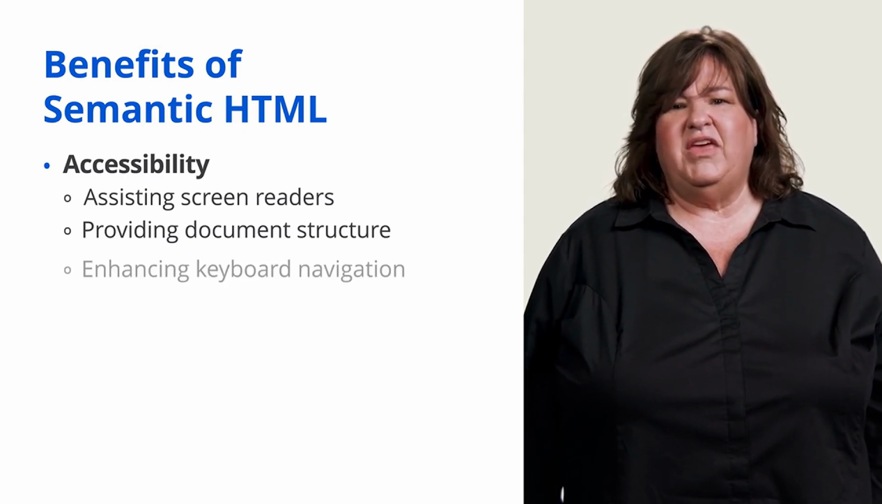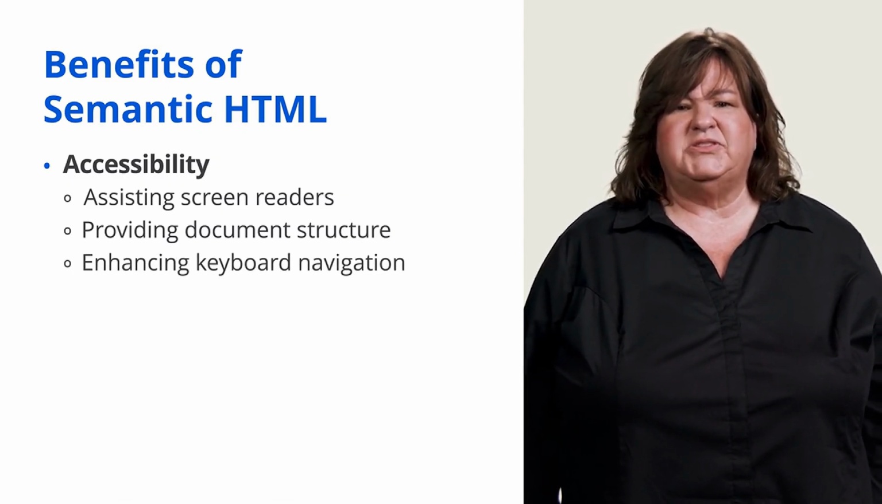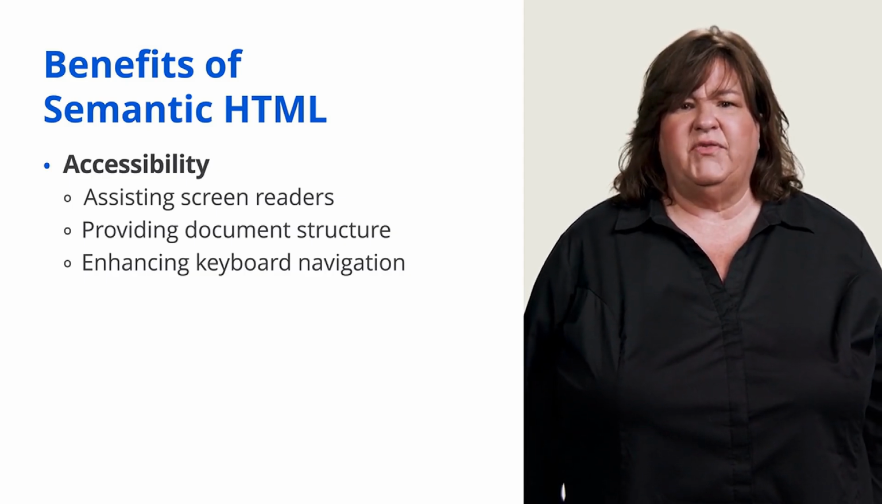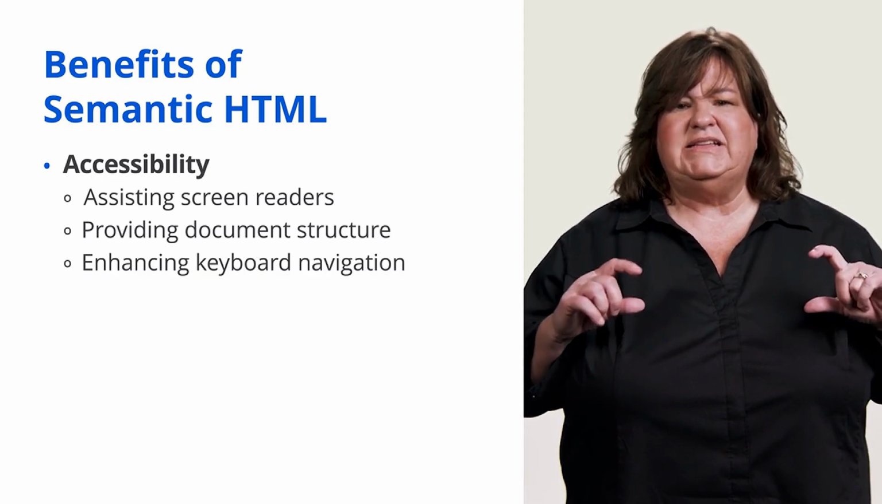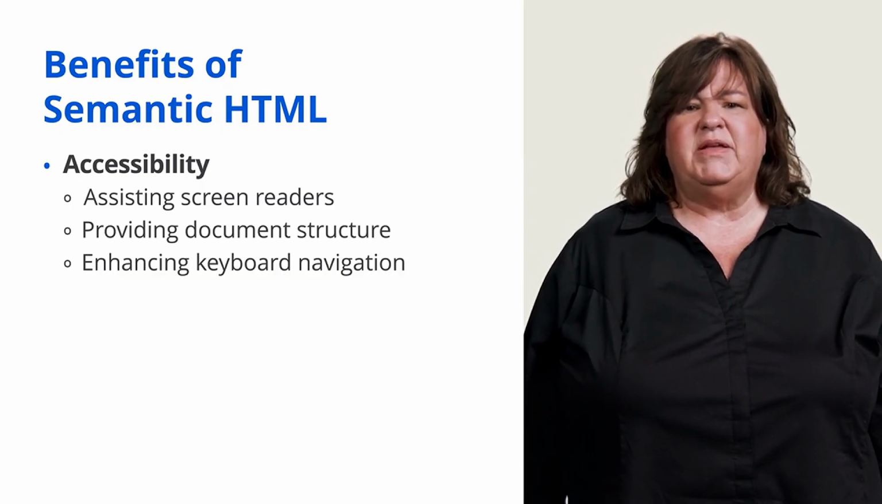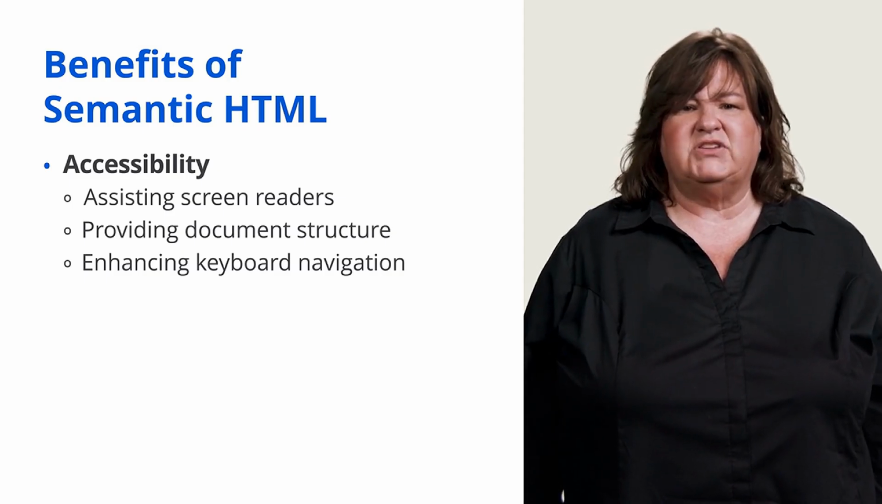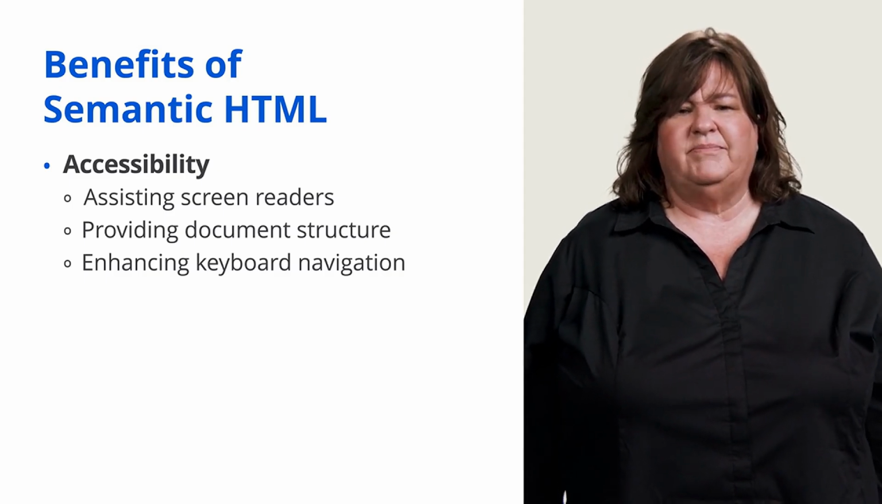Semantic tags improve keyboard navigation by allowing users to jump straight to the important content without having to listen through all the navigation links first. For example, the aside tag can be used to identify complementary content, making it easier for users to skip or focus on these sections using keyboard shortcuts.